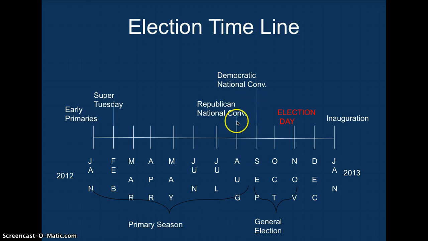The Republicans and Democrats will have their convention in the late summer, early fall, and then once again you have this campaign for the general election in the fall. The election is in November of 2012, and then inauguration will take place January of 2013.